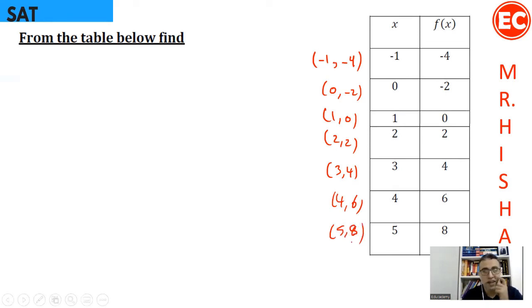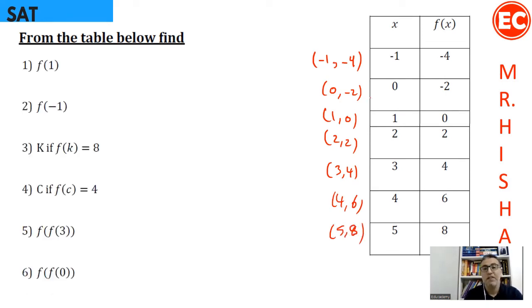So I'm going to find the answers to the given questions from the table. F of 1, it means 1 goes with what? So I go to 1, and I can see that 1 goes with 0. So f of 1 is 0. F of k is negative 4. So what is the value of x when y is equal to 8? So I go to the table here. It is here, so I go back. So k here is equal to 5.